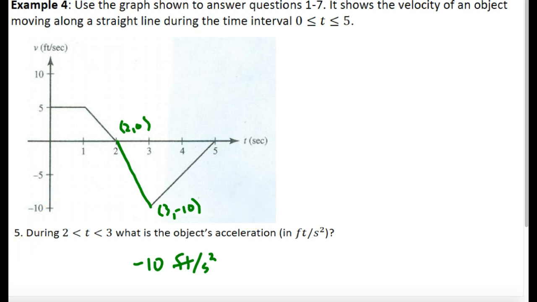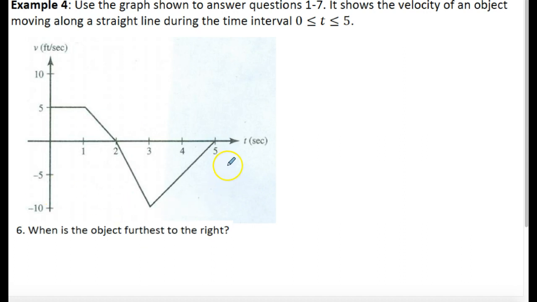All right. Try number 6. When is the object furthest to the right? This is actually an interesting question. Okay, if we think about velocity, whenever velocity is positive, that means we're moving to the right. So on this entire piece here, we're moving to the right. Then we stop, turn around, and move to the left on this entire piece because my velocity is negative. So the object is furthest to the right here, right? Because at this moment, I turn around and go to the left until the end, until 5 seconds. So it's furthest to the right at t equals 2.